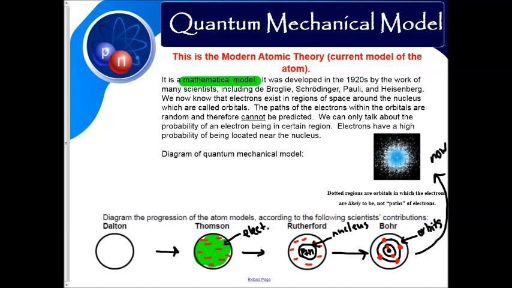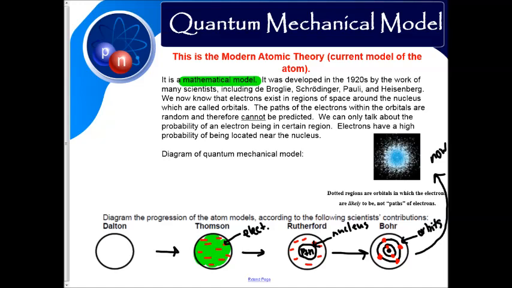We now know that electrons exist in regions of space around the nucleus, which are called orbitals. The paths of the electrons within those orbitals are random and cannot be predicted. We can only talk about the probability of an electron being in a certain region. So electrons have a high probability of being located near the nucleus. And we have here on the side a diagram of what the quantum mechanical model looks like.